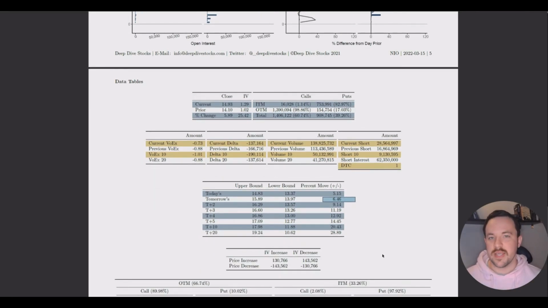We can see the effects of the gamma squeeze in the hedging matrix. So we see that as the price increases and volatility increases, so for every point that the price goes up and for every point that volatility rises, 136,766 shares must be purchased into that increase in price. But if volatility decreases or price decreases and volatility increases, 143,562 shares have to be sold. So we can see that this gamma squeeze can add up pretty significantly.